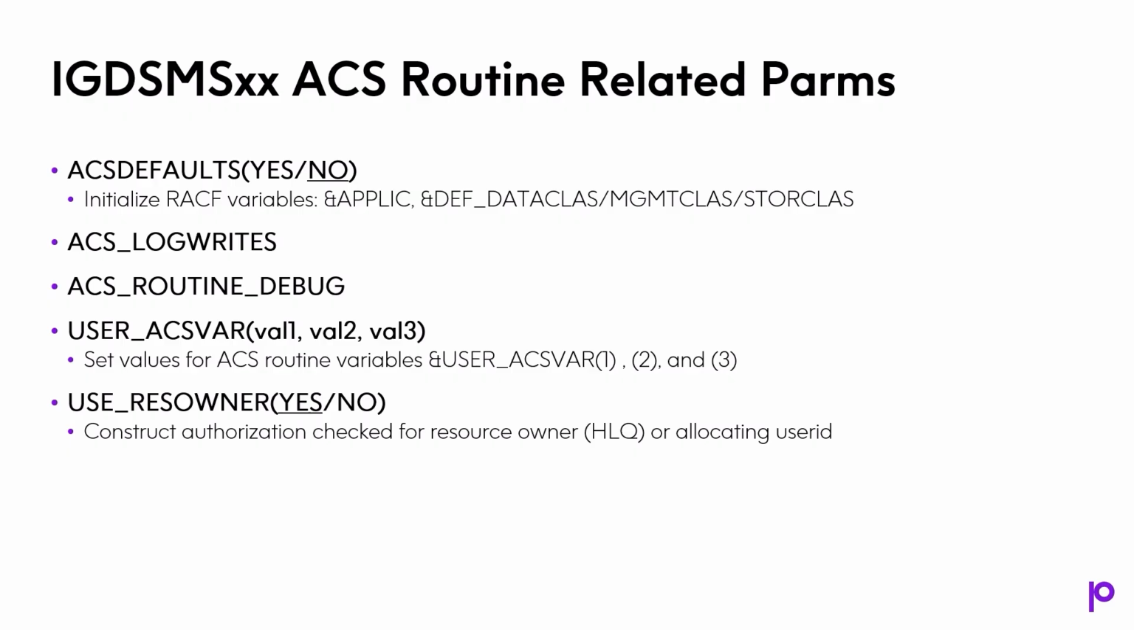One other thing that is related to RACF is the use resource owner, yes or no, and the default is yes. When RACF does its checking for is the user allowed to use this management class or storage class, what user ID do I check against? Do I check against the allocating user ID, or more commonly, I check against the resource owner? That is typically the high-level qualifier that is used. So if it's SYS1, I see if the resource owner for SYS1 has access to this particular management class or storage class that they're trying to assign.